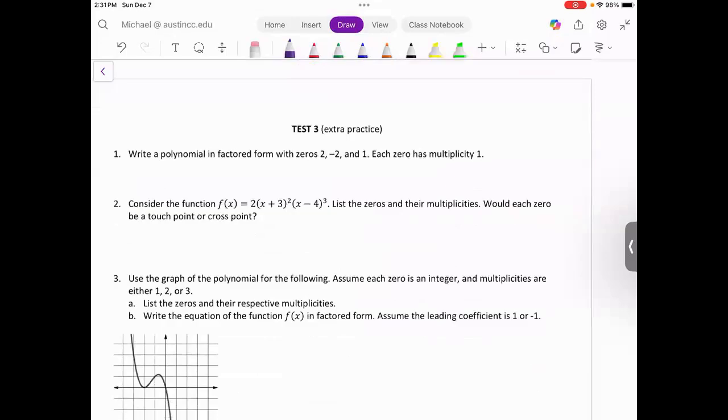We want to write a polynomial in factored form with zeros of 2, -2, and 1. So what we need to do is convert each of those zeros into factors. So that zero of 2 becomes x minus 2. The zero of -2 becomes x plus 2. And the zero of 1 becomes x minus 1. They each have a multiplicity of 1, so each of these factors has a power of 1. And so this is our final answer.